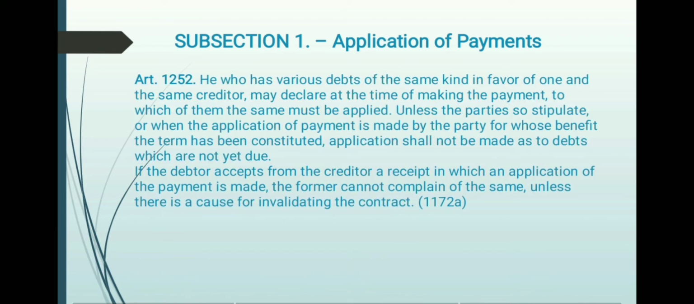Subsection 1, Application of Payments. Article 1252. He who has various debts of the same kind in favor of one and the same creditor may declare at the time of making the payment to which of them the same must be applied, unless the parties so stipulate or when the application of payment is made by the party for whose benefit the term has been constituted. Application shall not be made as to debts which are not yet due, if the debtor accepts from the creditor a receipt in which an application of the payment is made.